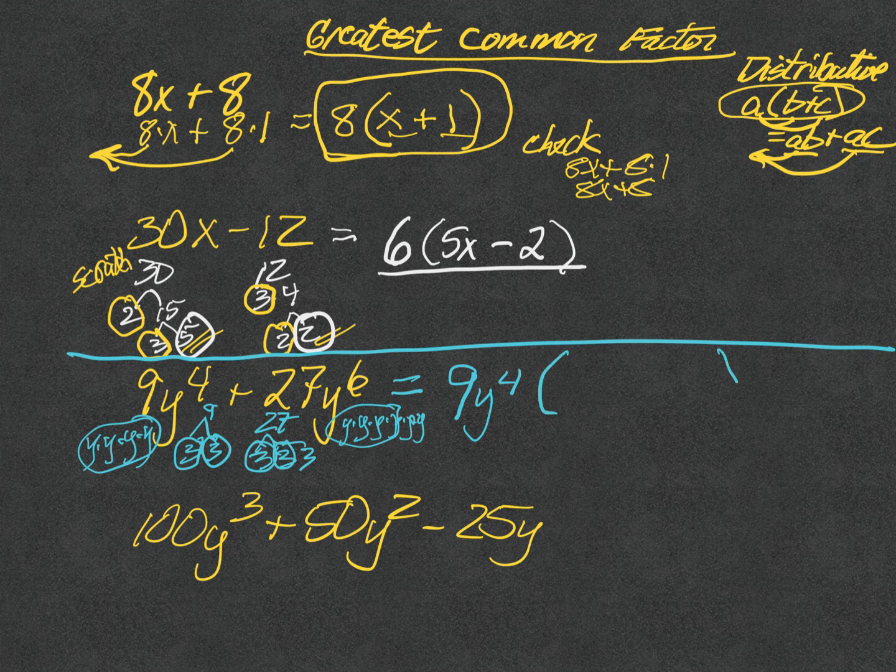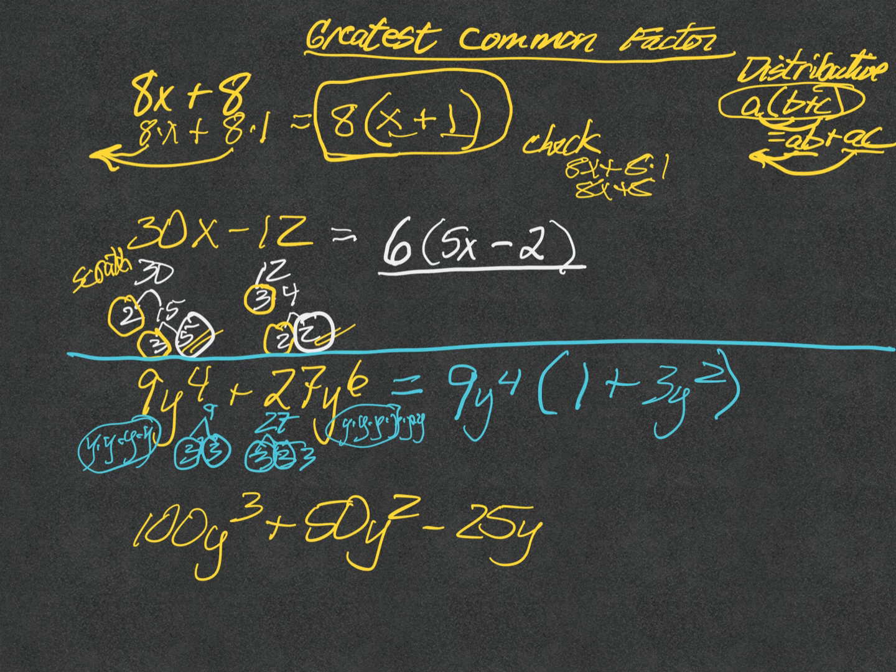And then what goes in the parentheses? Well, what do you multiply 9y to the 4th by to get 9y to the 4th? Over here. To get this one, what do you multiply this one by to get this one? Yeah, so 1, right? And so that's 1, and then plus, and then we look at the 27. What do you multiply 9 by to get 27? Well, the extra 3. What do you multiply y to the 4th by to get y to the 6th? Well, the extra y squared. And so this will be 3y squared.